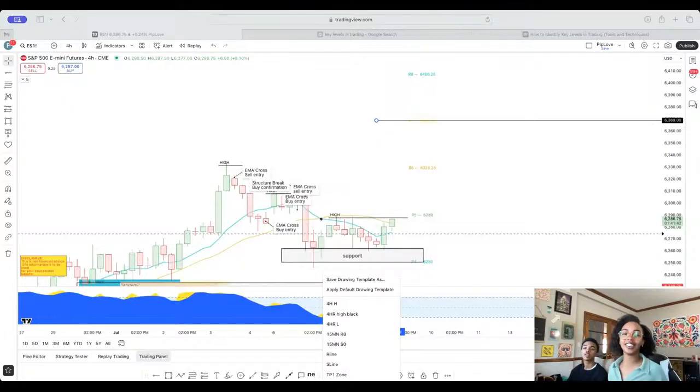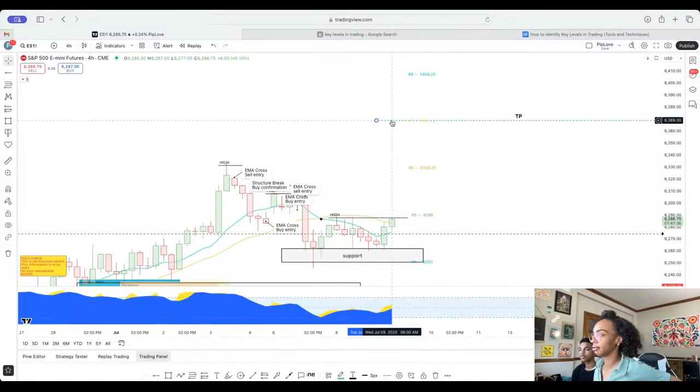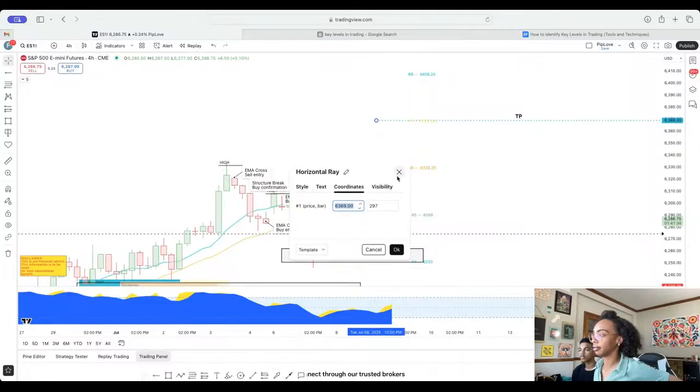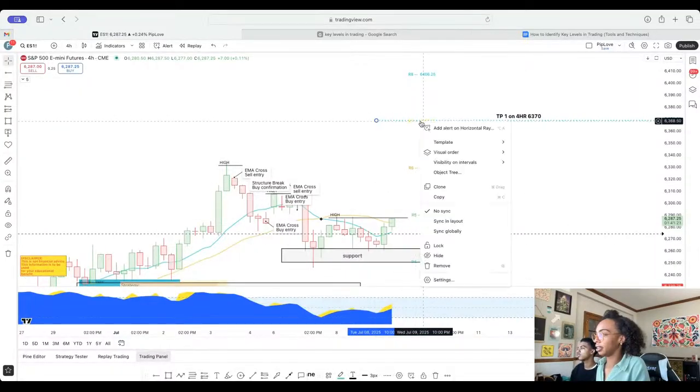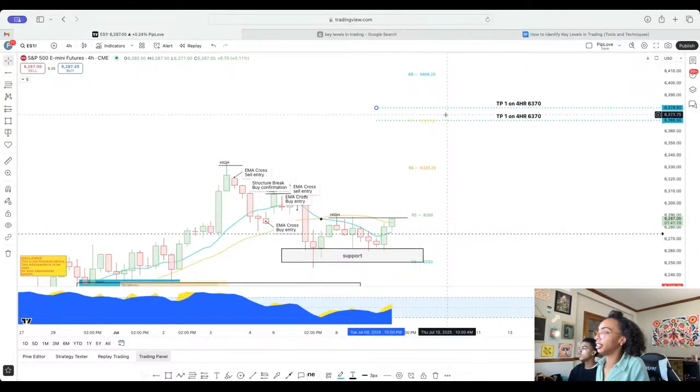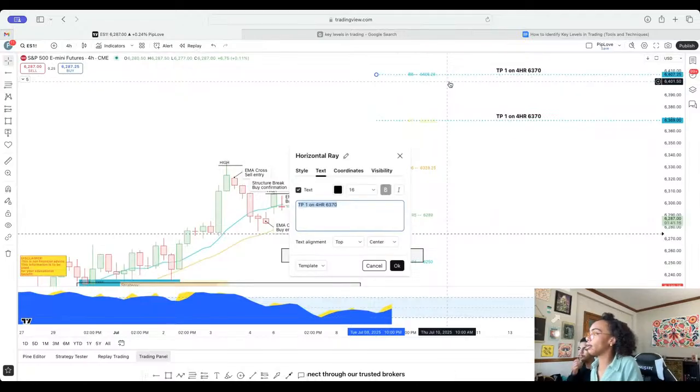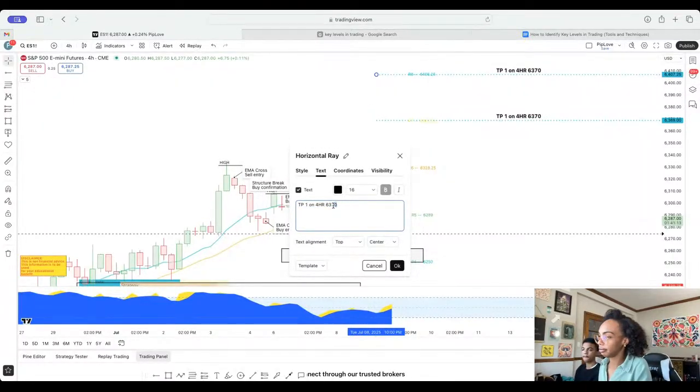All right. Okay. So let's go ahead. Again, we have our TP1 zone here. Let's go ahead and mark it up. So TP1 on the 4-hour time frame is 63.70. We can do the same thing. TP2 on the 4-hour is 64.10.